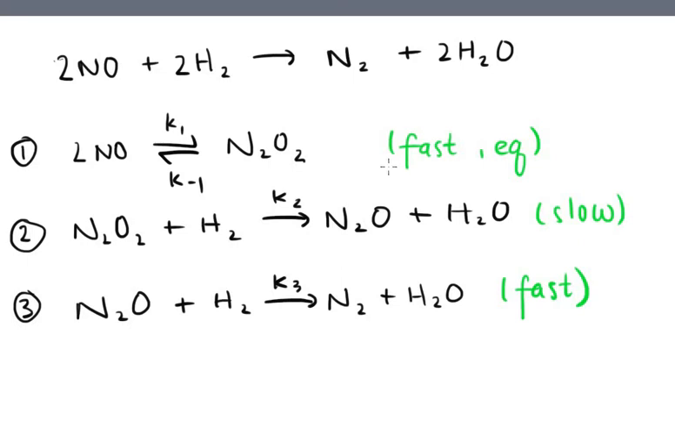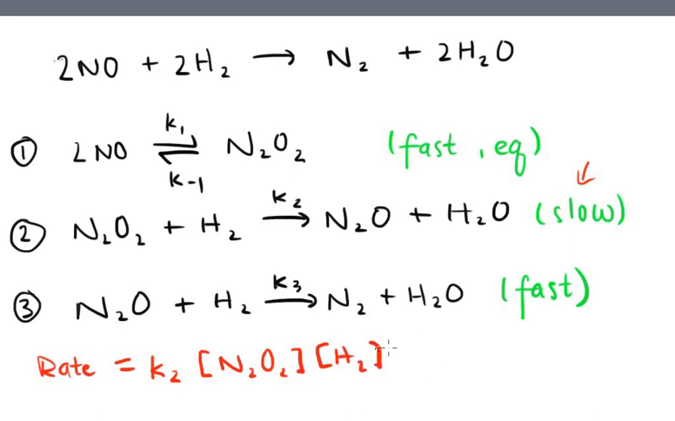So let's start with, again, figuring out what the rate determining step is, and that is the slow step. So let's start by finding the rate law of the slow step. Rate equals K2 N2O2 times H2.